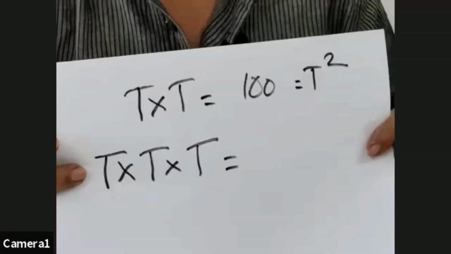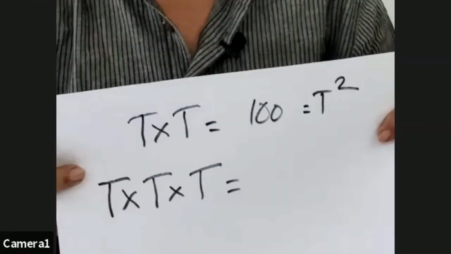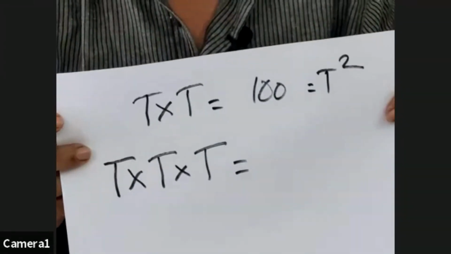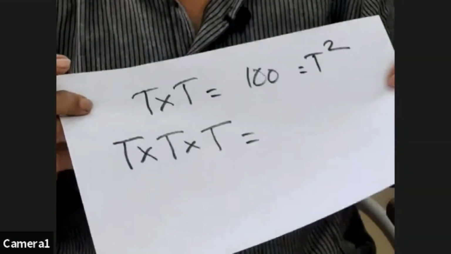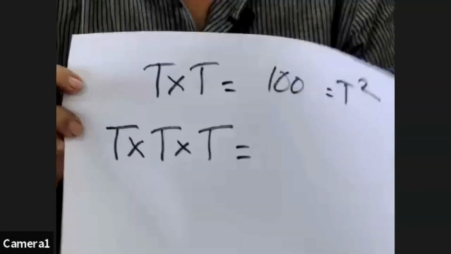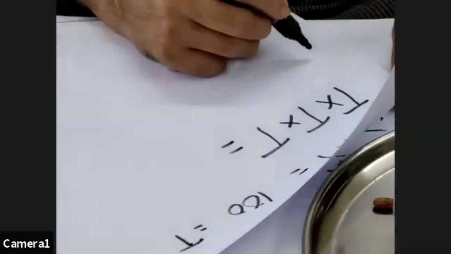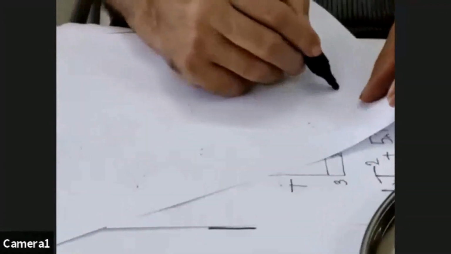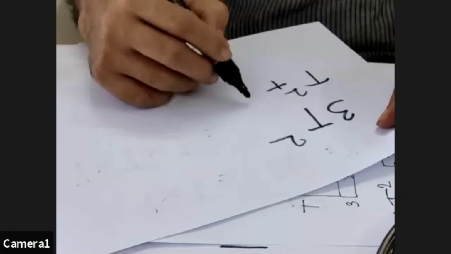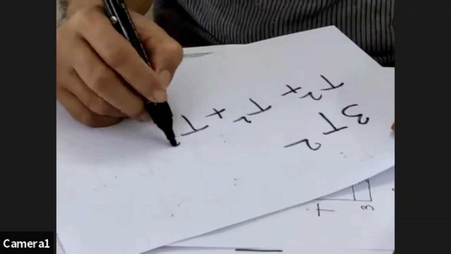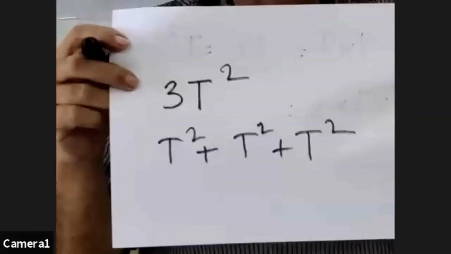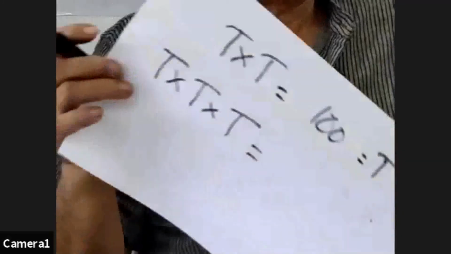Navnirmiti, because Nandita, you had answered this problem earlier, so I'm going to ask the problem to Navnirmiti. 3t squared. This is 3t squared, let me write that. Okay? 3t squared is t squared plus t squared plus t squared. So this is what is 3t squared. But my question is, what is t into t into t?